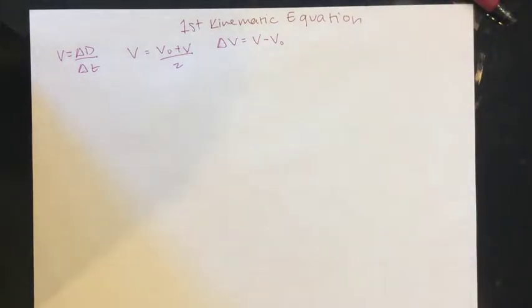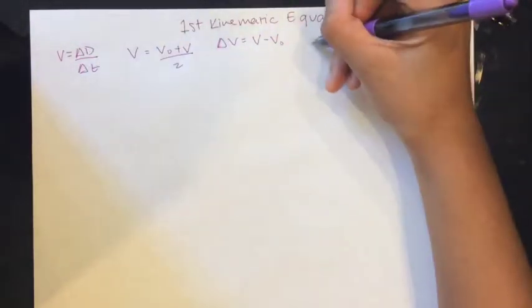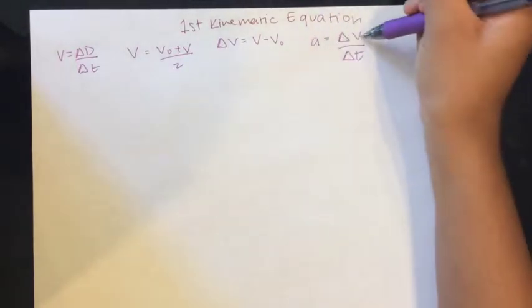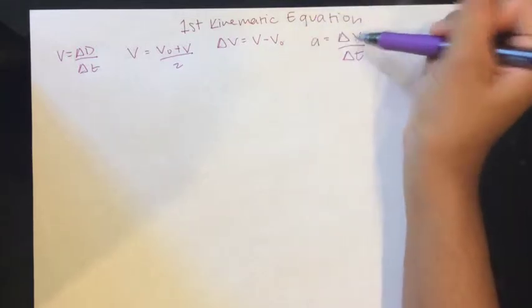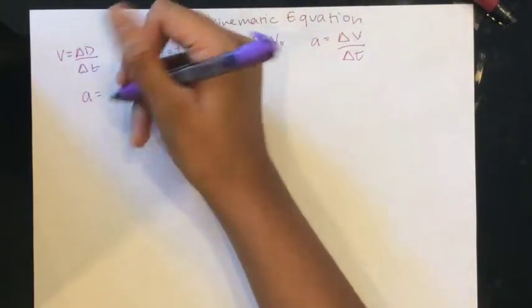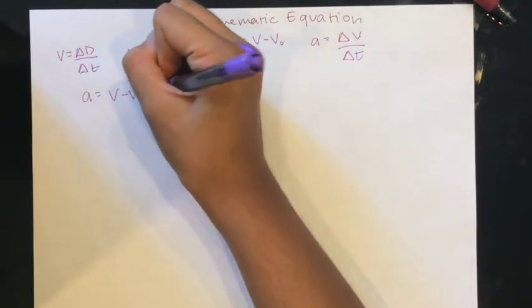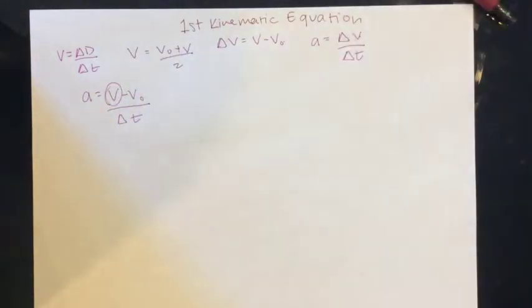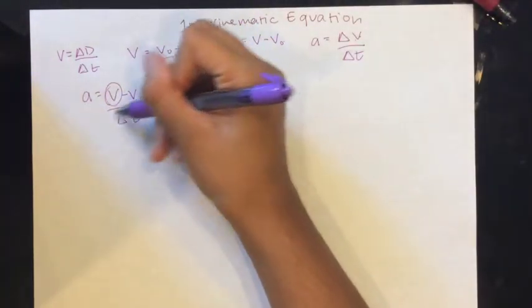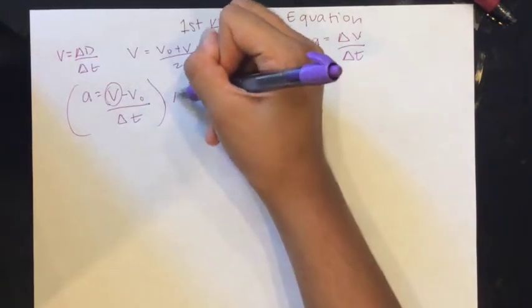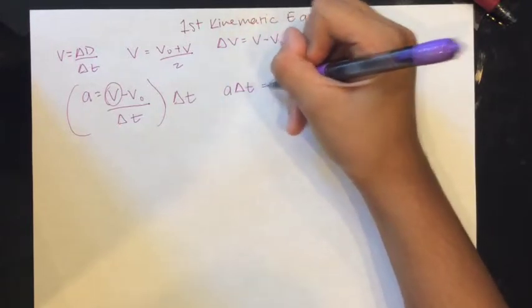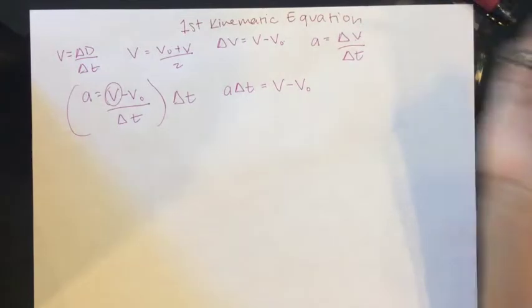So to find the first kinematic equation, we want to start with acceleration. Acceleration equals delta v over delta t. Since we know what delta v is, we can plug this in for that. So acceleration equals (v minus v naught) over delta t. If we want to get velocity alone, we have to get rid of this, so we can multiply both sides by delta t, getting acceleration times delta t equals velocity minus velocity naught.